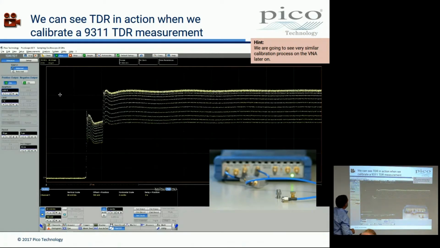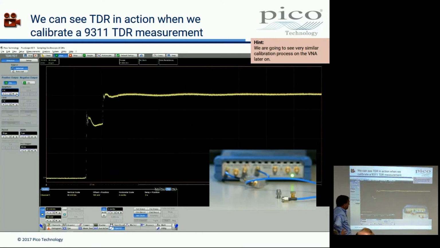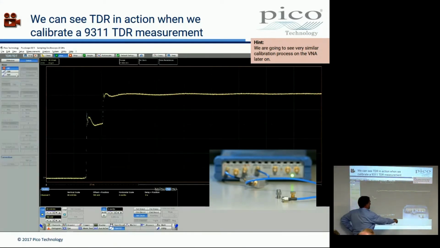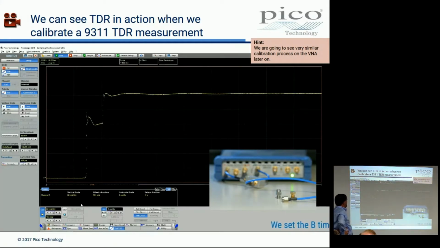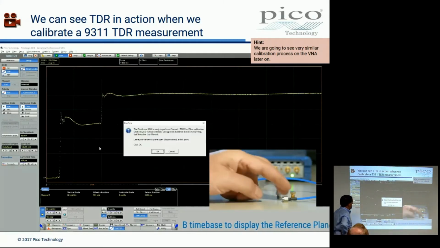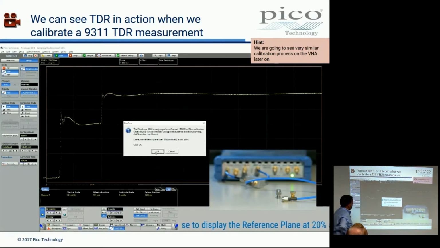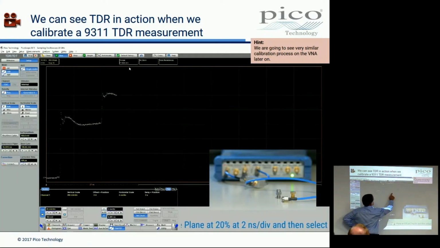I'm just setting up the level here to about 4 or 5 volts, 4 volts. So already we can see TDR going on, or reflection going on in that cable with an open end. And what it does is it makes a measurement of that when we press this button here. I'm just setting up the time base, just expanding it, and then I'm going to press that button there, and it's going to make a measurement of that with the open end. There it goes. So it now knows where open is.